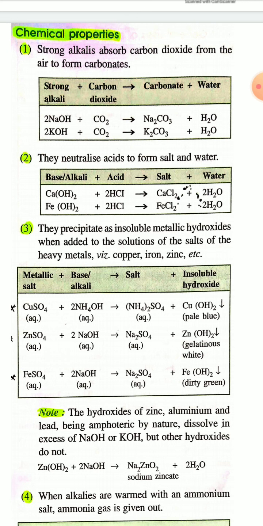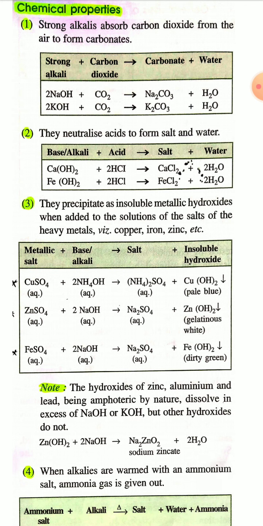For example, when calcium hydroxide, Ca(OH)2, reacts with HCl, that is Ca(OH)2 plus 2HCl, it will form a salt which is calcium chloride, that is CaCl2 plus 2H2O. This is actually a double decomposition reaction. Similarly, when Fe(OH)2, that is ferrous hydroxide, which is also a base, reacts with an acid, that is HCl, that is Fe(OH)2 plus 2HCl gives FeCl2, which is salt, plus 2H2O.